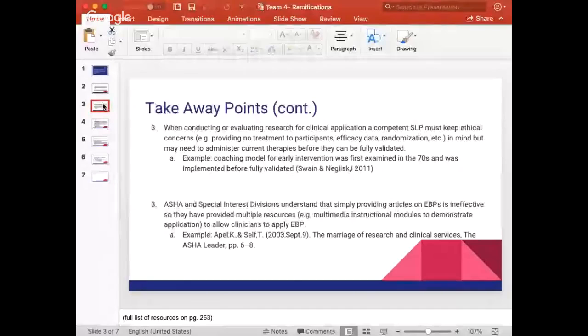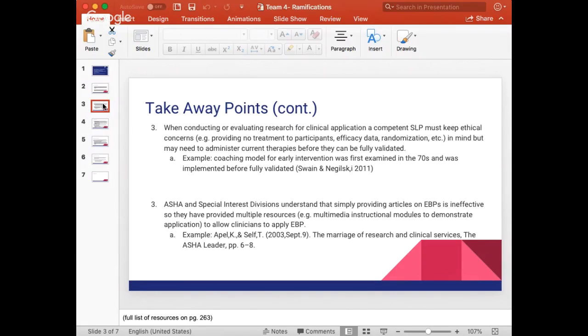Okay, and so for some more takeaway points from our section of the article, the authors talked about when we are either conducting research or treating clients, SLPs need to keep in mind some ethical concerns. So like we talked about in Dr. Sevich's class, having groups where we're not providing treatment, efficacy data, randomization of groups, things like that. We have to keep all of those elements in mind, but also remember that we may have to implement some practices before they can be completely validated.